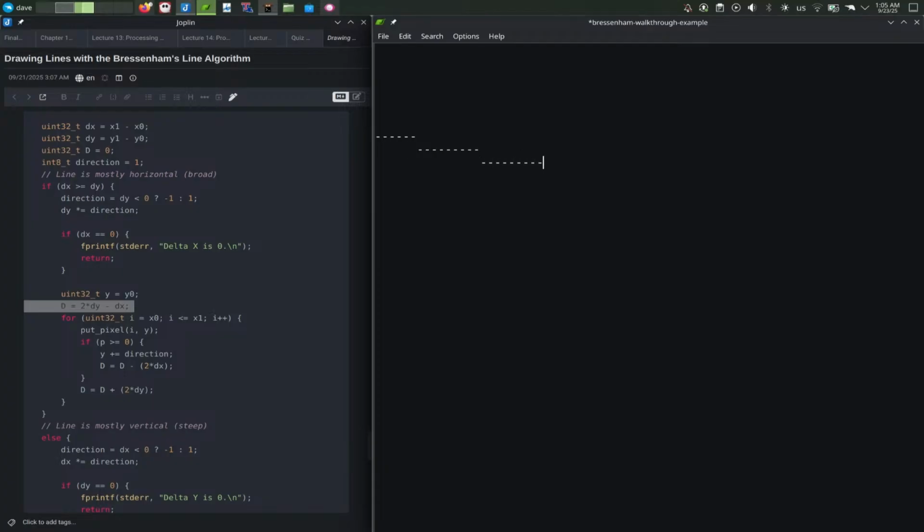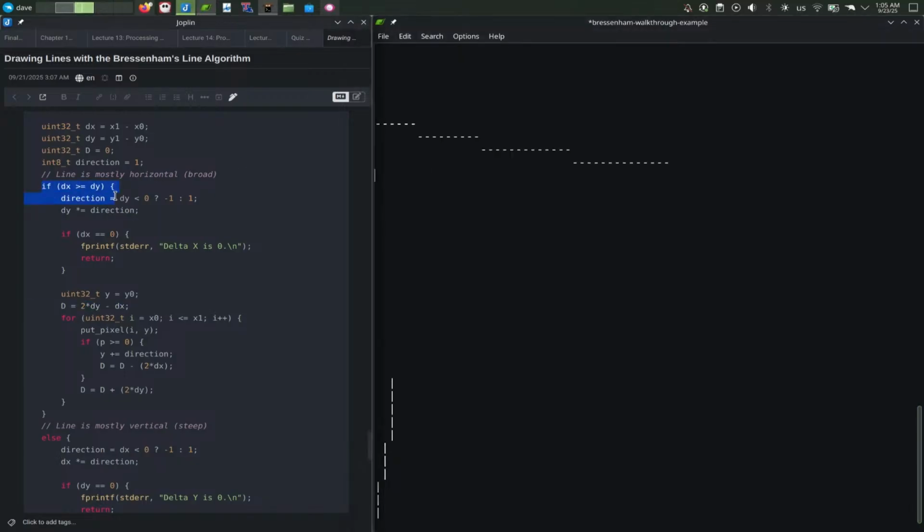This is the idea of the line is mostly broad, aka horizontal, right? So the line doesn't have a steep slope, whereas a line that has a very steep slope might look more like this. And that's a different case. It basically just matters what we're iterating over, because here you can see that there's much more change in y than there is in x, and this one has much more change in x than there is in y.